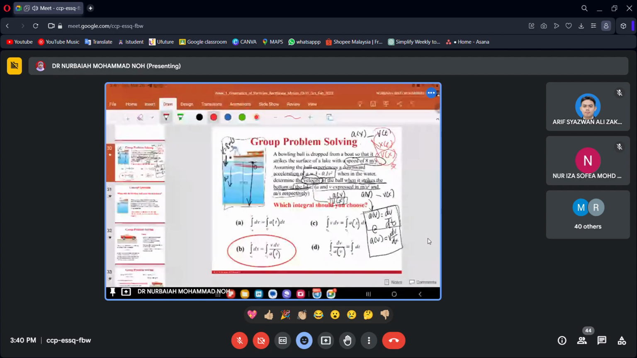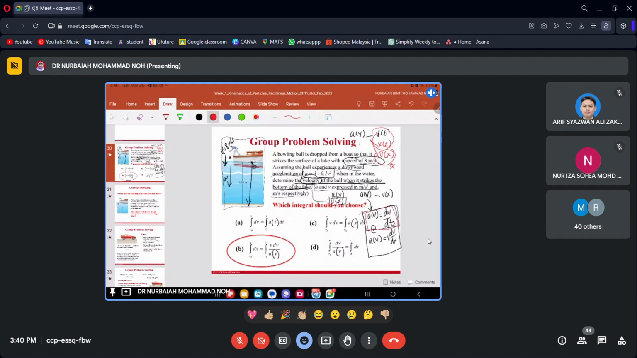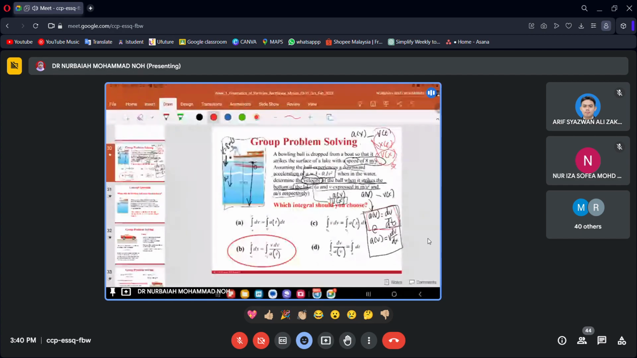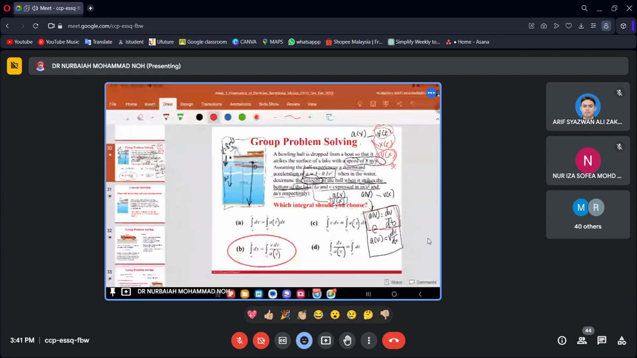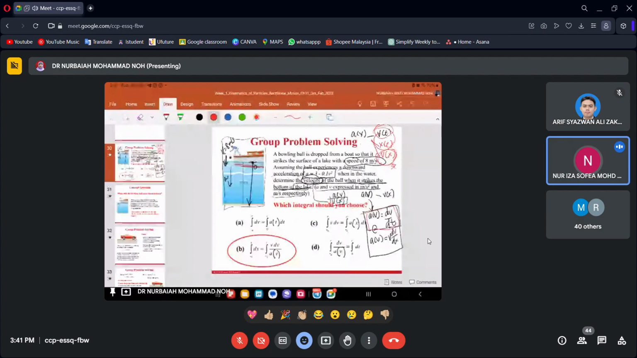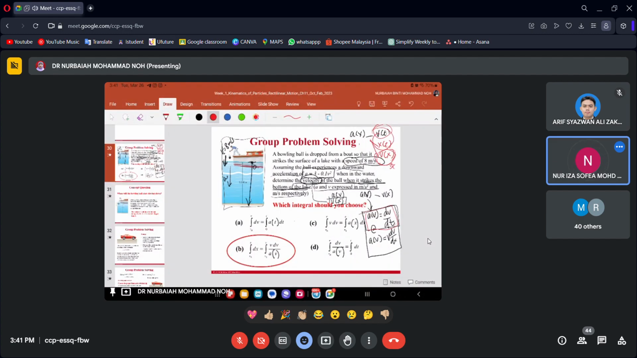Soalan I, sekarang ni I pilih a is equal to dv over dt. So kalau I ambil a tu is equal to dv over dt, dia akan produce yang mana satu? Adakah dia akan produce v-t ataupun dia akan produce v-x? V-t.